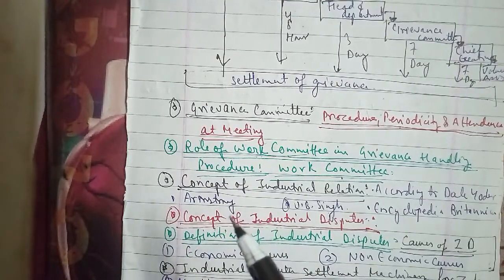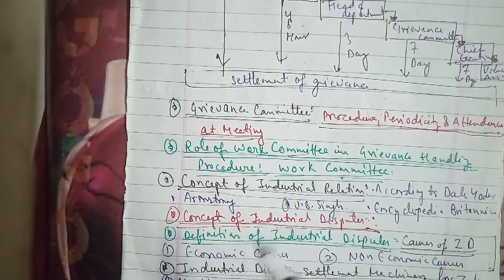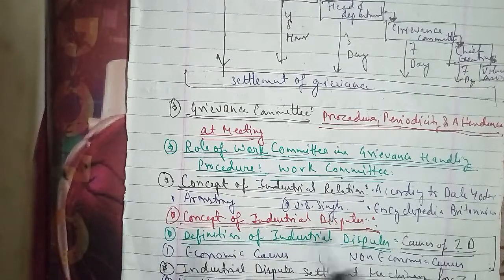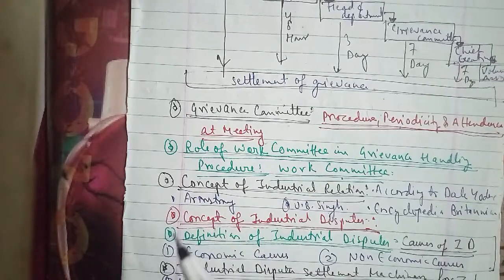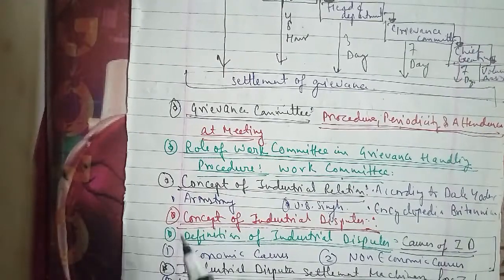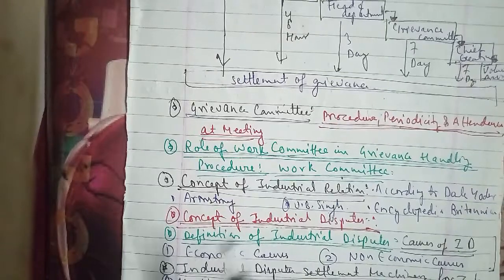Machinery for the prevention of industrial disputes: prevention is better than cure. So the government has incorporated provisions in the Act for preventing disputes, and the main purpose of such measures is to prevent disputes before they arise.